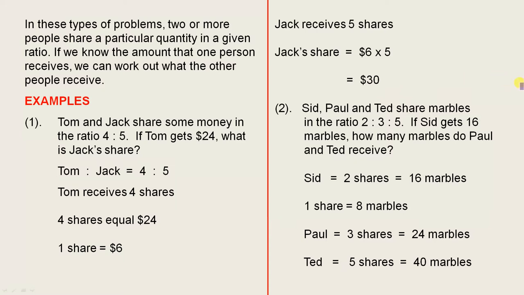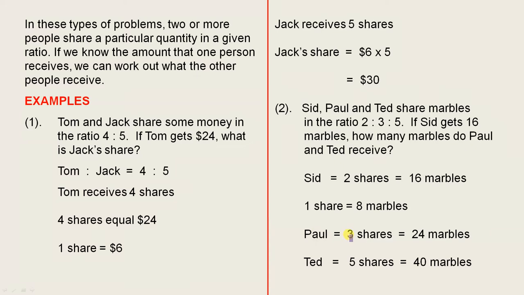Number 2. Sid, Paul and Ted share marbles in the ratio 2:3:5. If Sid gets 16 marbles, how many marbles do Paul and Ted receive? So Sid receives 2 shares. He's mentioned first, and the 2 is first. So 2 shares are 16 marbles. Therefore 1 share is 8 marbles.